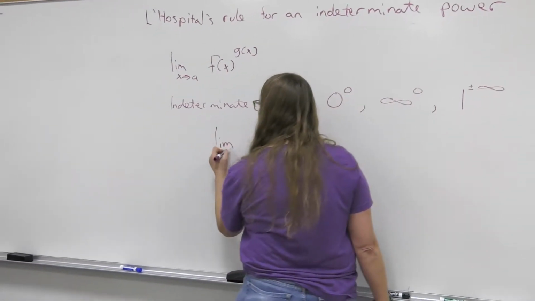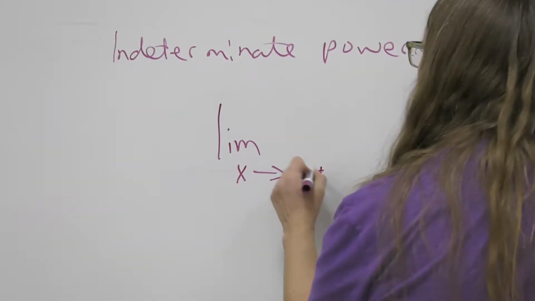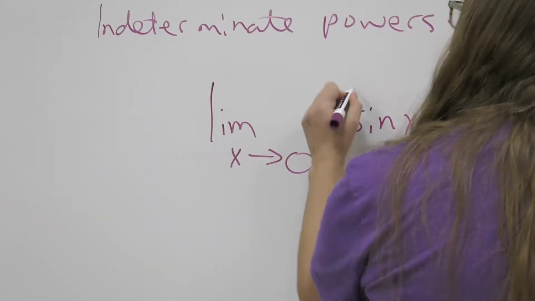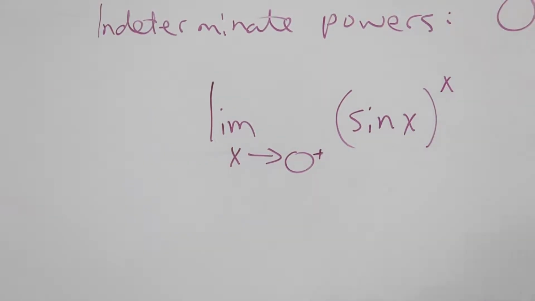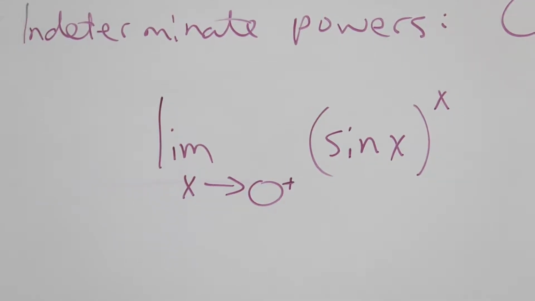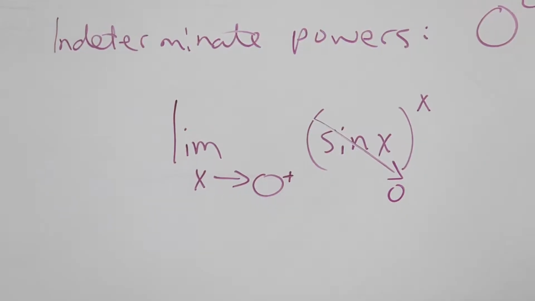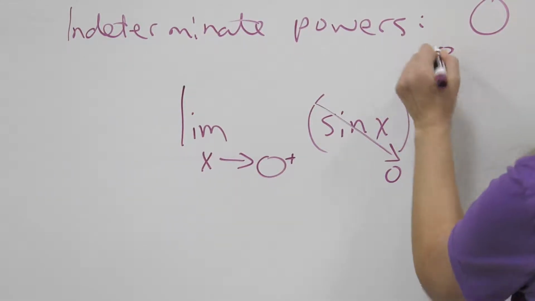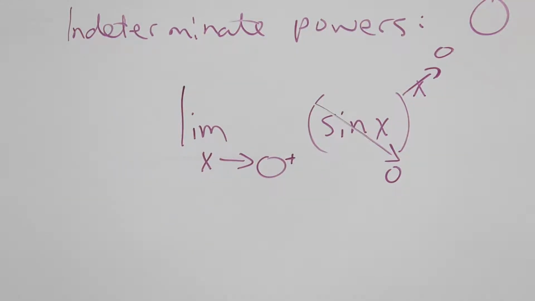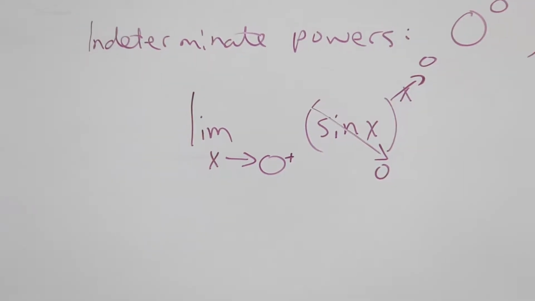Let's suppose I wanted to take the limit as x approaches 0 from the positive side of sine x to the x. So if I take a look at this, the base, sine x, is approaching 0. The exponent x is approaching 0. So we've got an indeterminate power. So I want to do some algebra that's going to allow me to somehow convert this to a quotient.